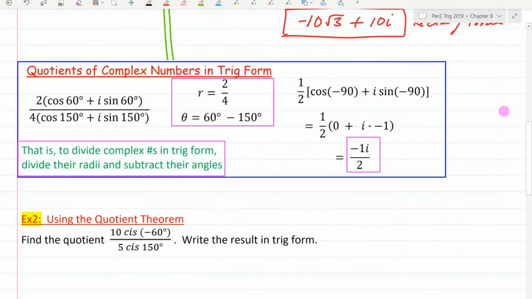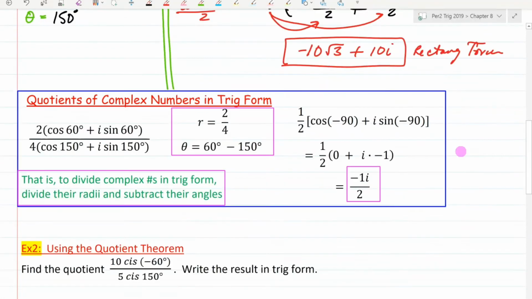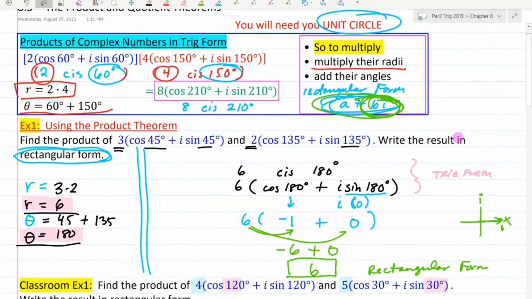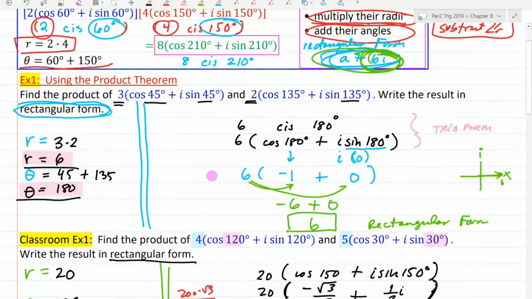For the next part, we're going to be doing division. For multiplication, we multiplied the radii and we added their angles. For division, we're going to divide the radii, and we're going to subtract the angles. And that should make sense. You're doing the opposite of what you're doing for multiplication.